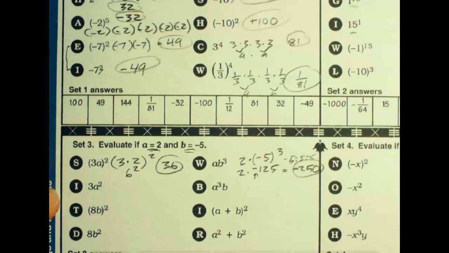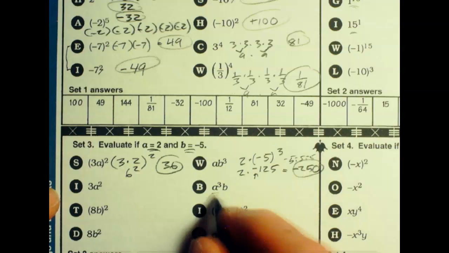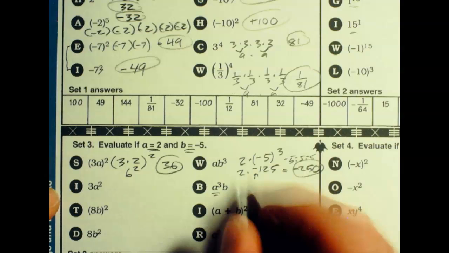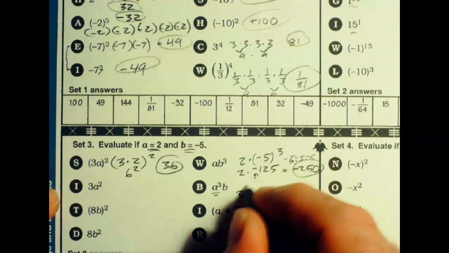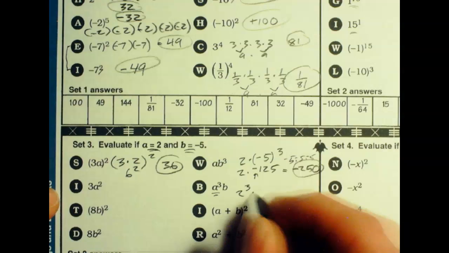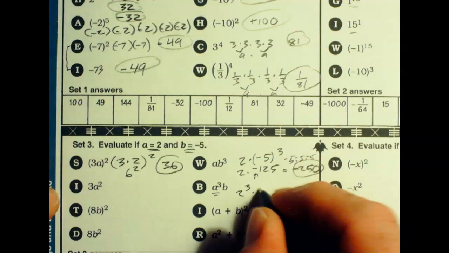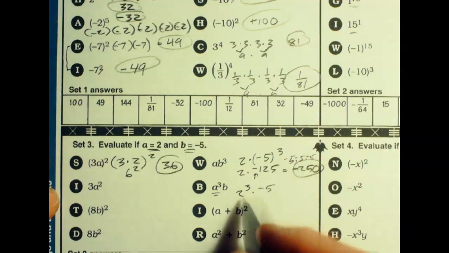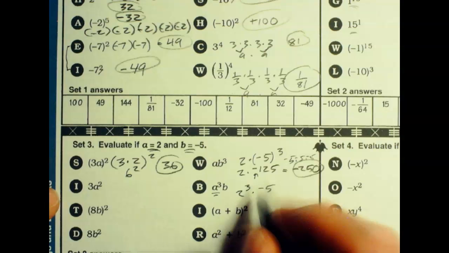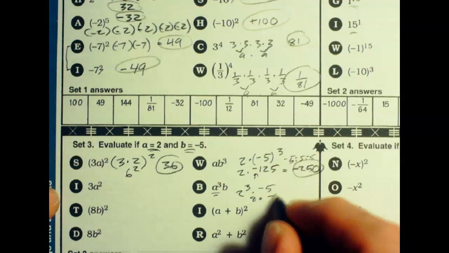All right? A cubed b, so that's going to be 2 to the third, a is 2, right? 2 to the third times negative 5. Well, 2 to the third is 2 times 2 times 2, so this is really going to be 8 times negative 5. This is going to be negative 40.